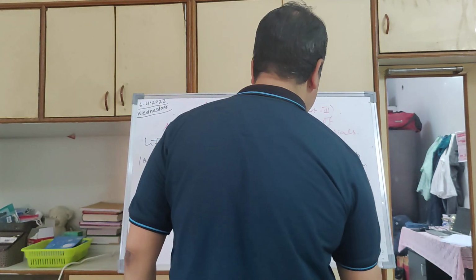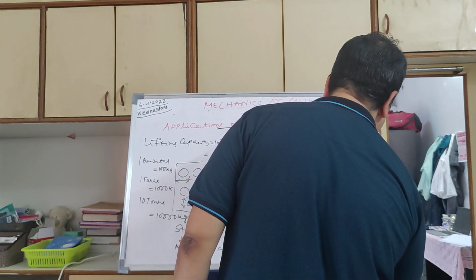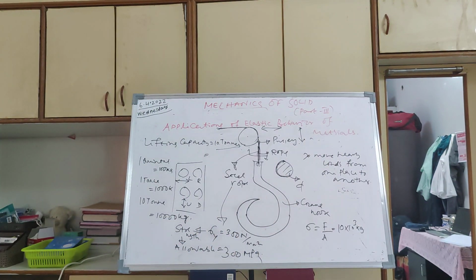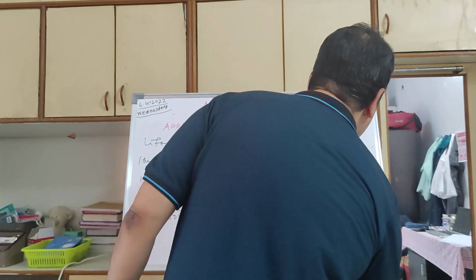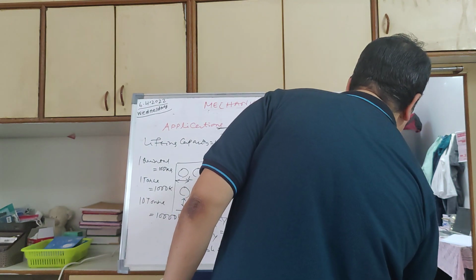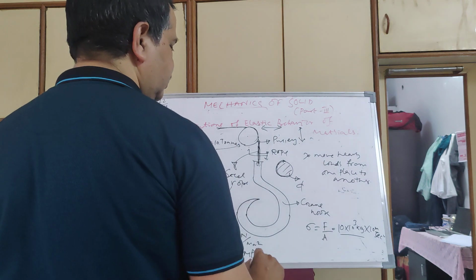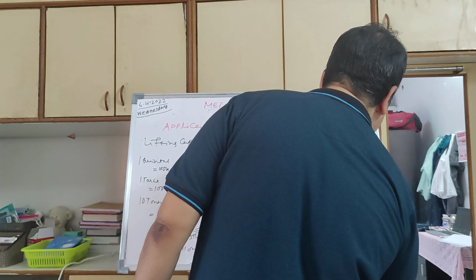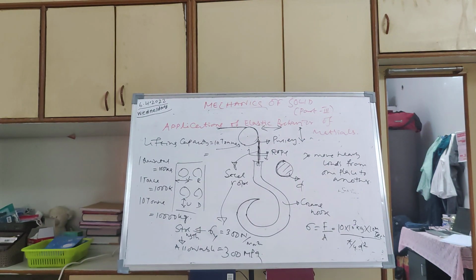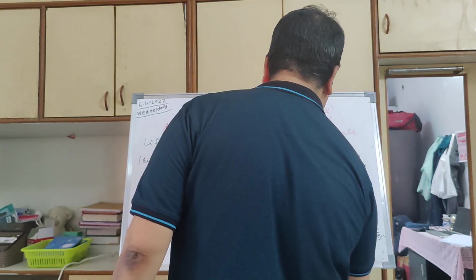Force is nothing but your 10 tons, so 10 into 10 to the power 3 kg. Then we know force is equal to mass into acceleration. This is mass only, and we have not multiplied acceleration, so you consider it as 10 meter per second square. Then your area is nothing but pi by 4 d square. That we should find. This you equate with 300 MPa.